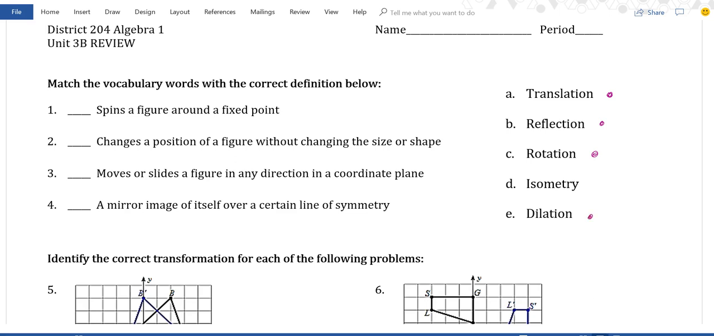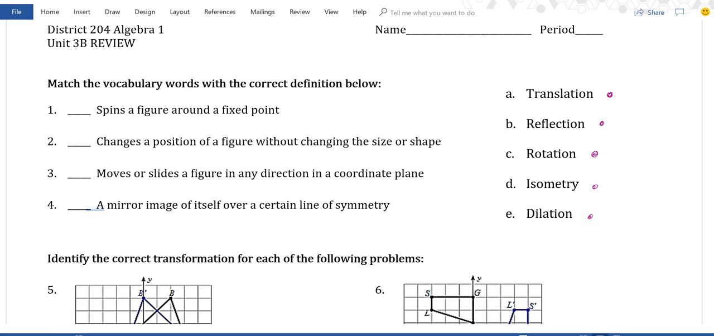Dilations, we talked about, that means a shape growing or shrinking in size, so its whole physical appearance actually changes. Whereas isometry means that a shape is not changing in shape or size, just its position relative to the axes or the grid is changing.